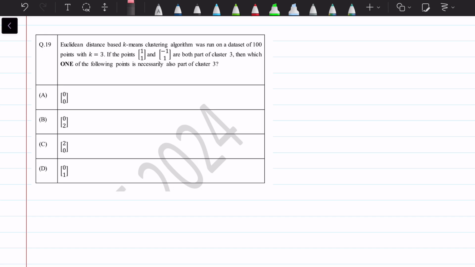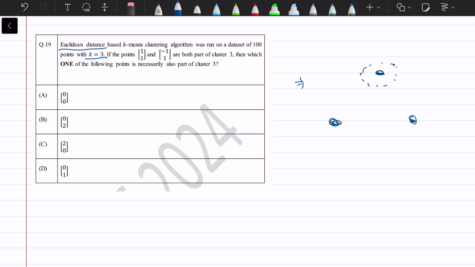So, I'll quickly draw out these points. The K-means algorithm makes centroids, and based on those centroids and this Euclidean distance, with K equal to 3, it will make clusters. Let's say the centroid is here, so everything near this centroid, and let's say there are three clusters, 1, 2 and 3.